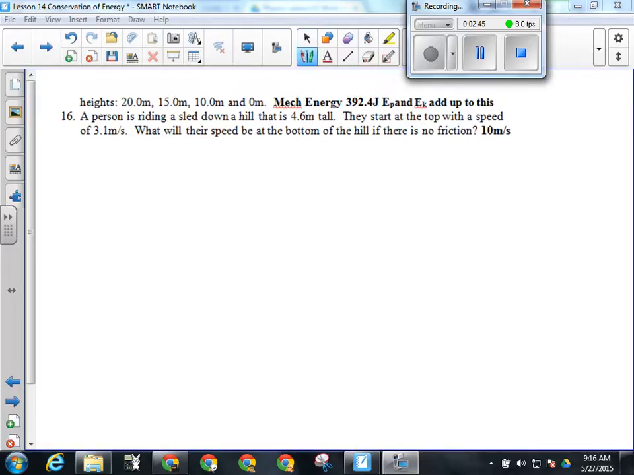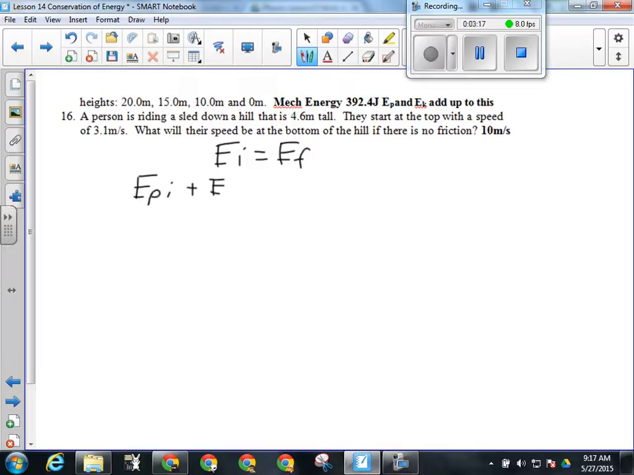Here's what we know. The person's riding the sled down the hill. They never tell us the mass, but we know already that that's because you don't need it. It'll cancel out. If you don't like that it doesn't give it to you, pick a number. We went over that already. Since there's only gravity acting, EI equals EF. That's our first situation. The next thing we have to do is decide if we have all four of these kinds of energy.